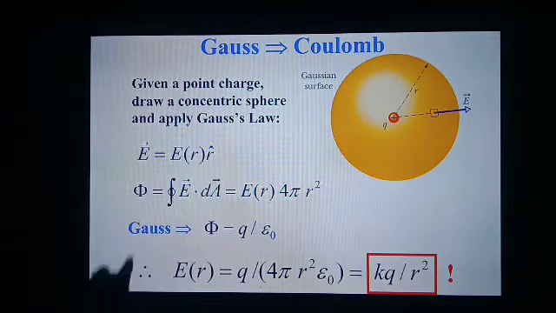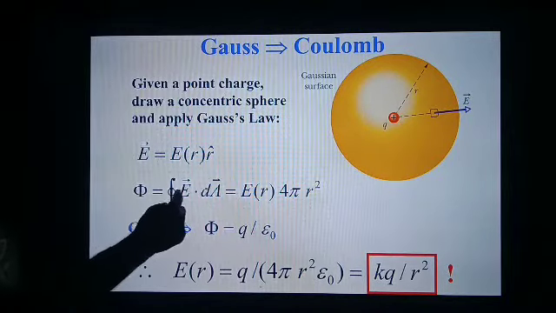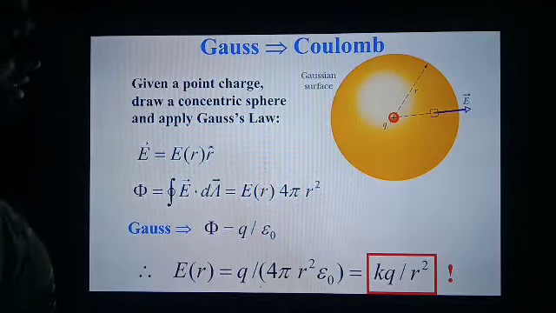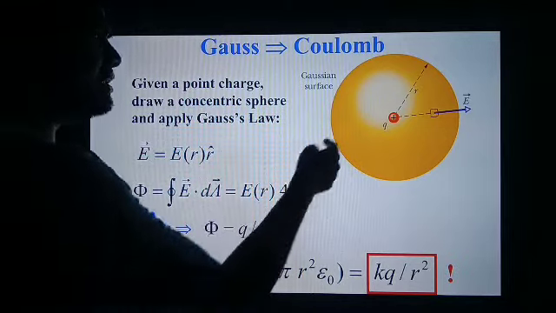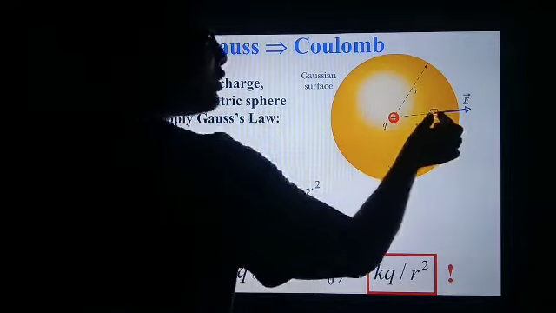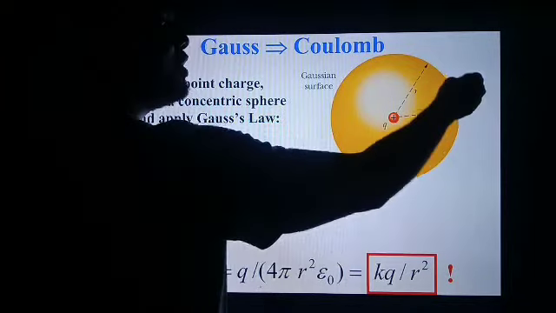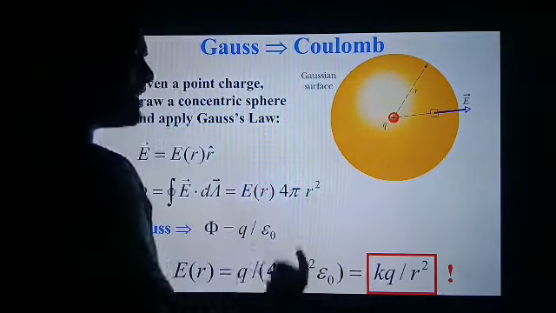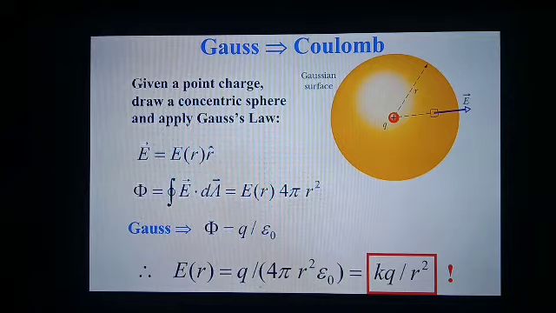Now phi is equal to the surface integral of E dA, that is equal to E times dA. What is dA? The total surface area of the sphere. What is the total surface area of a sphere? That is 4 pi r squared.